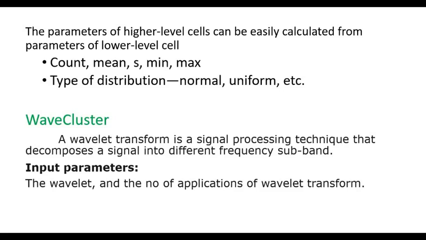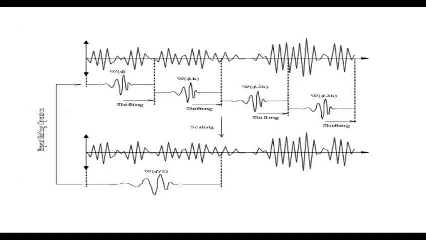WaveCluster is both a grid based and density based method. The input parameters are the number of grid cells for each dimension, the wavelet, and the number of applications of the wavelet transform. These are our input parameters.